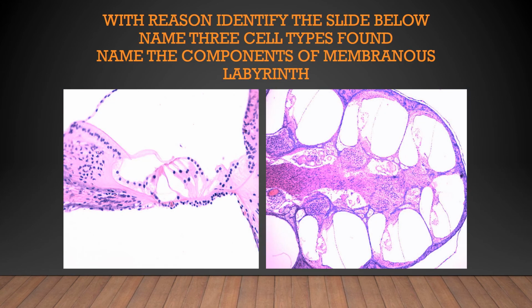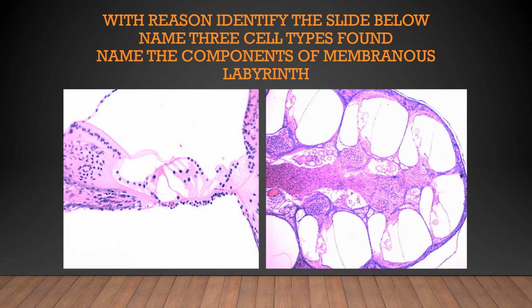This is the slide of the cochlea, with the one on the right specifically pointing towards the spiral organ of Corti. So the identification points for the cochlea: you have multiple cavities and membranes surrounded by bone, and the presence of the organ of Corti and stria vascularis.